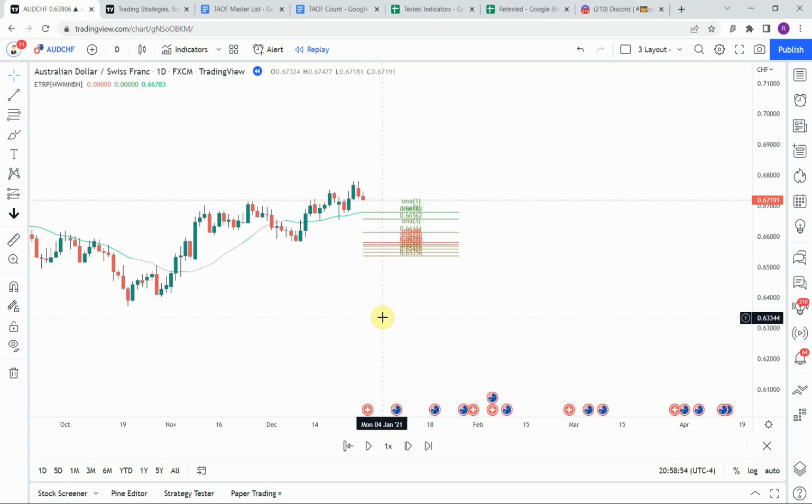Today we will be testing the extreme trend reversal points indicator.